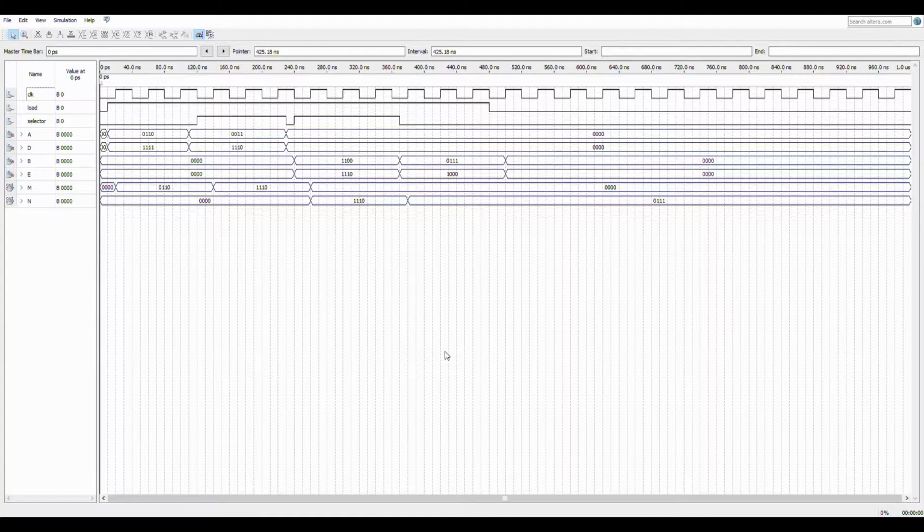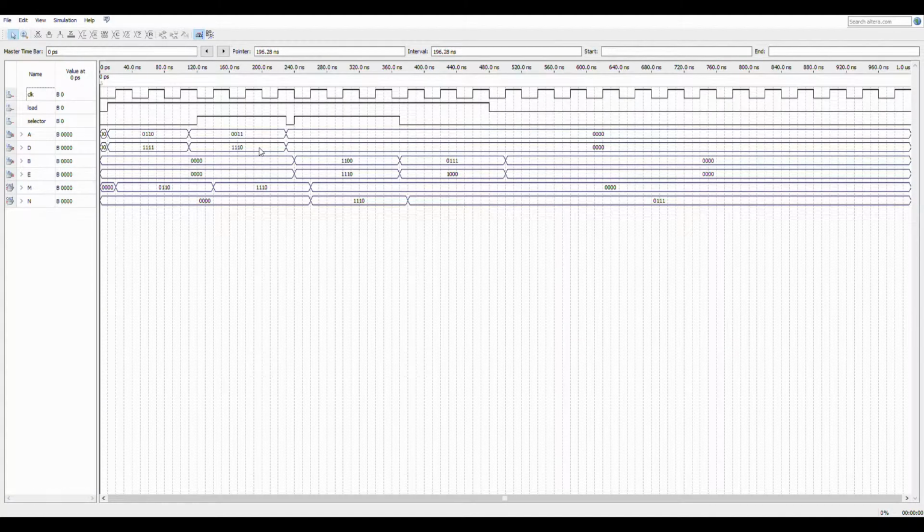This is the output waveform for the input. As we already said, depending on the selector, the output is given as either the old A or the new updated A, or the old B or the updated B.